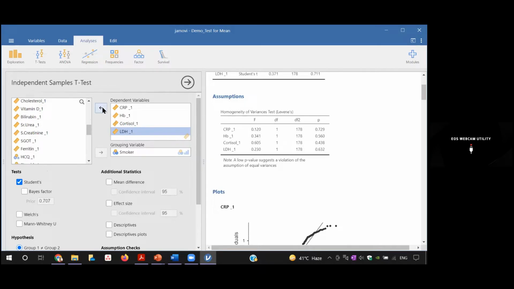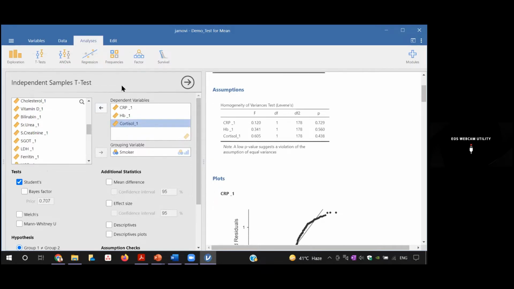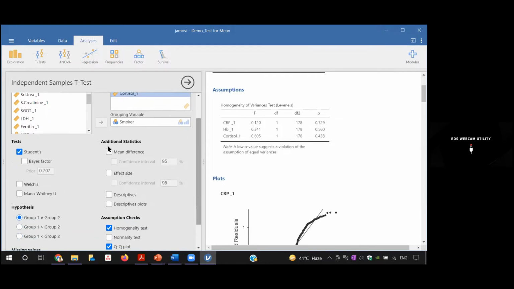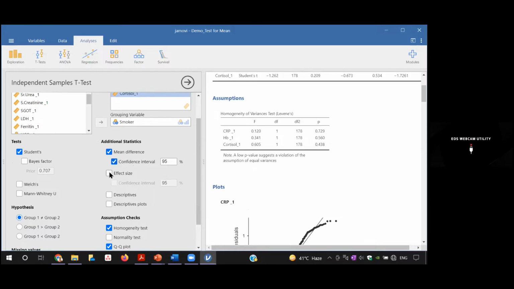Now this LDH has gone. These are the 3 variables which are normally distributed and meet the assumption of homogeneity of variance. Now I can go ahead with the Student t-test. You can club the table of these 3 together, and then click the mean difference with its confidence interval, the effect size and its confidence interval. I will talk about the effect size, just wait a few minutes. And then this is the descriptive and the descriptive plot.